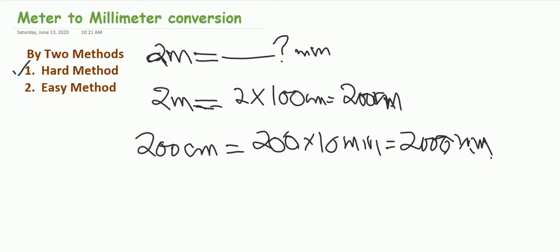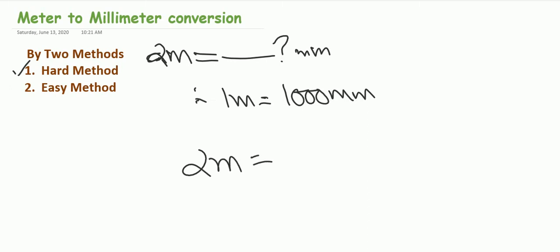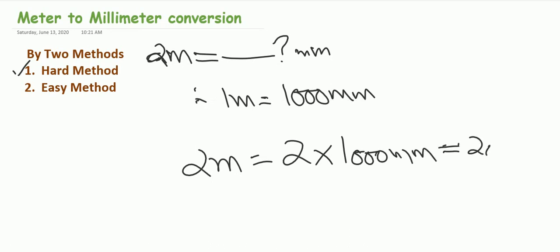We are taking the same example. By using the second method, we have to remember that 1 meter is equal to 1000 millimeters. Okay, so 2 meters will be what? 2 meters will be equal to 2 multiplied by 1000 millimeters, and it will give me 2000 millimeters as the answer.